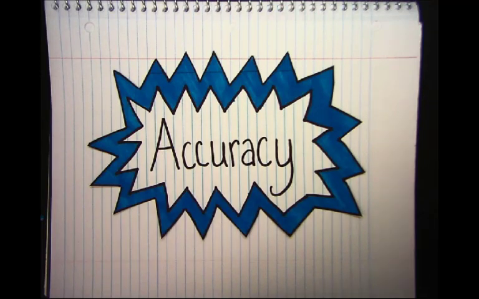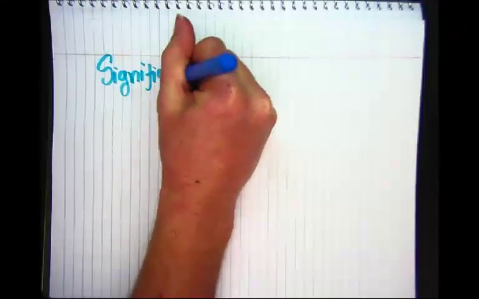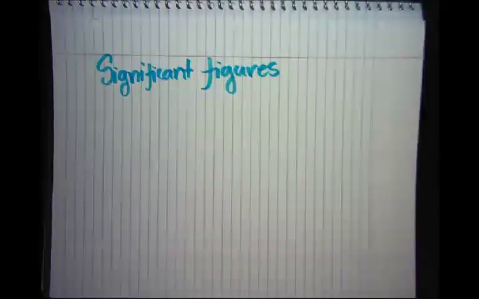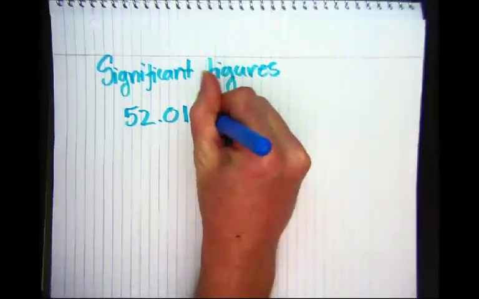So the main concept you'll be dealing with today is accuracy. More specifically, accuracy within measurements and calculations. In general, when talking about accuracy, you want to bring up significant figures. Now, significant figures are the number of decimal places shown in experimental measurements.